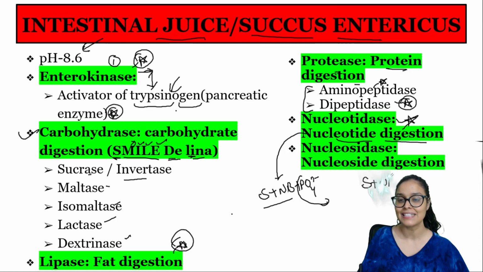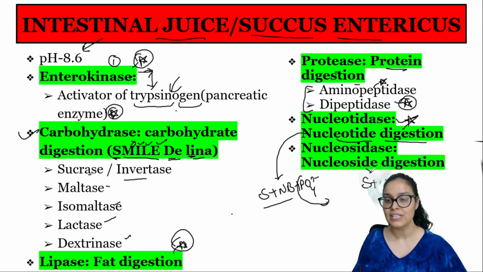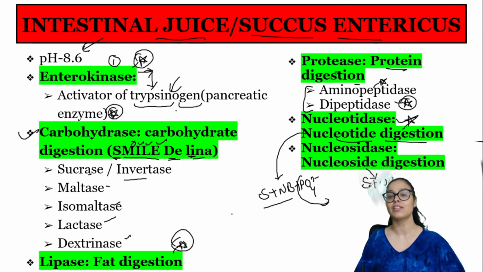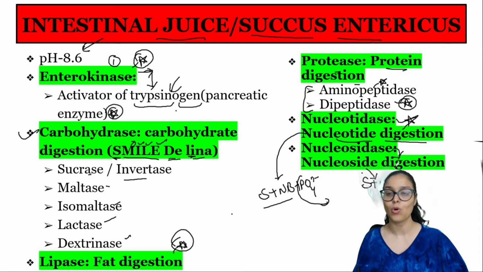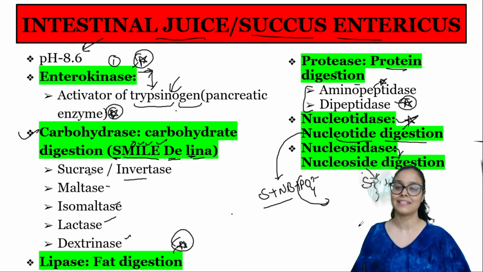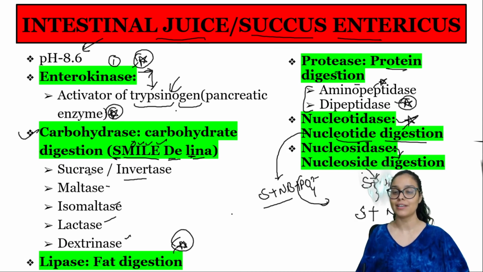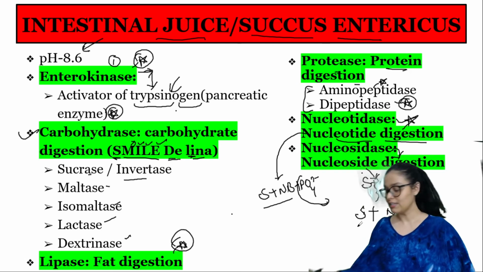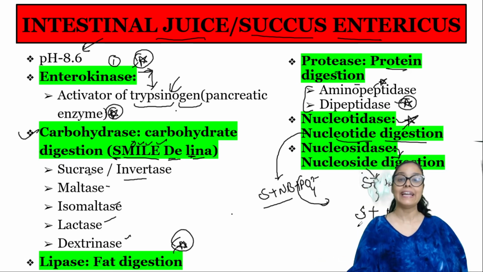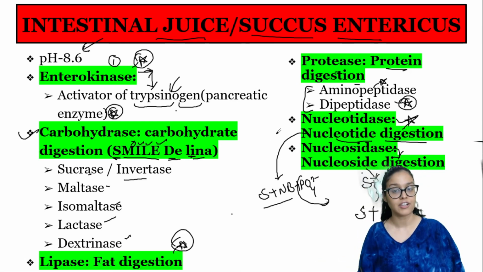and nitrogenous base are still together, right? So obviously these two things together are known as nucleoside. And now nucleoside will be broken down by nucleosidases. So finally pentose sugar and nitrogenous base will be separated. So this is basically how intestinal juices will be functioning, right?